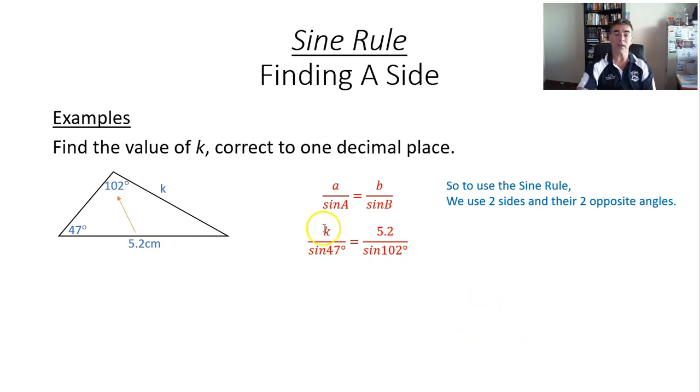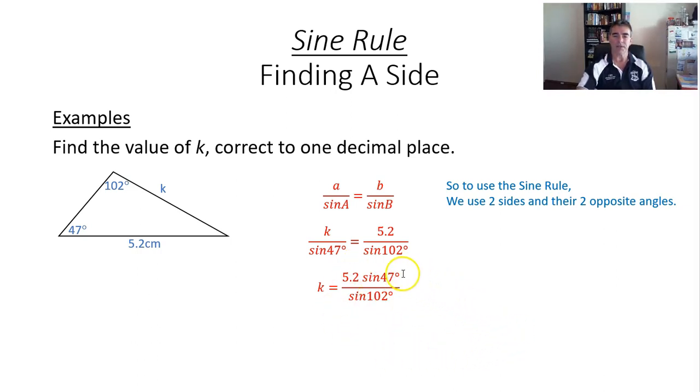We're trying to find out what k is, so we want k by itself. Now this looks complicated, but this is just a number. So the opposite of dividing by sine 47, we can multiply both sides by sine 47 to eliminate that. And when we do that, the sine 47 comes up into the numerator. And this is now just a straight calculation on our calculator.